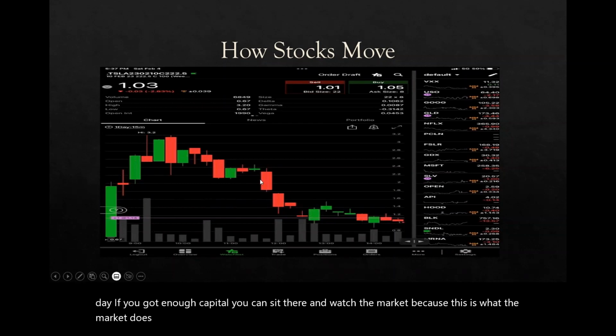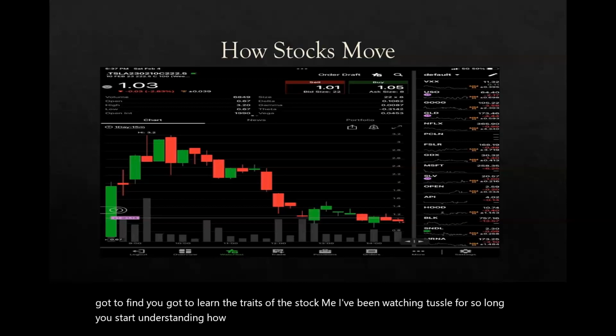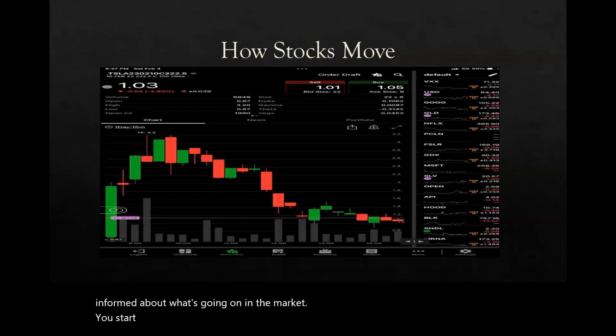The market goes up and down, up and down, up and down. Basically you just got to learn the traits of the stock. Me, I've been watching Tesla for so long, you start understanding how it moves. Also, by trading stock, you become more informed about what's going on in the market. You start watching business news. You start paying attention to what's going on.